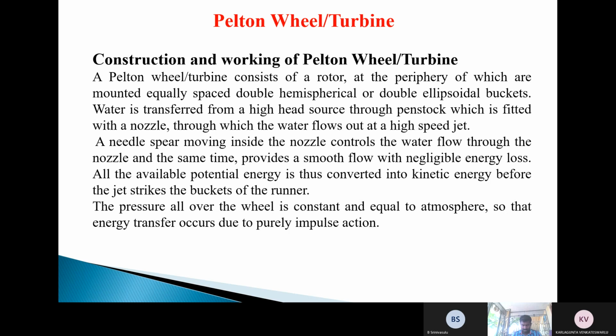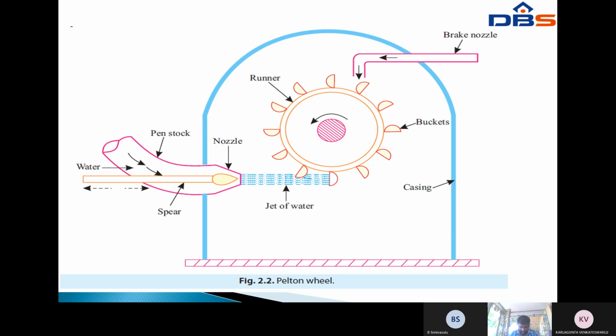Next, the Pelton wheel turbine: construction and working of the Pelton wheel turbine. A Pelton wheel turbine consists of a rotor, on the periphery of which are mounted equally spaced double hemispherical or double ellipsoidal buckets. As shown in the figure, this is the Pelton wheel.